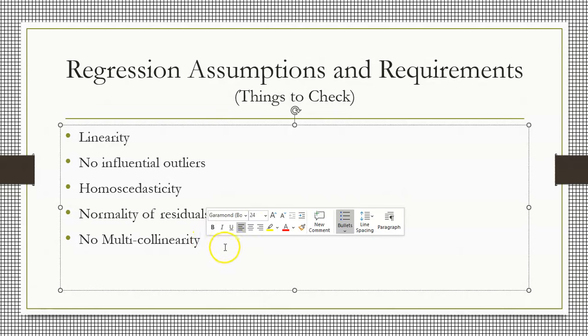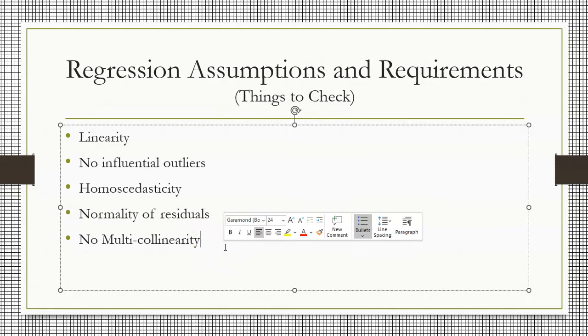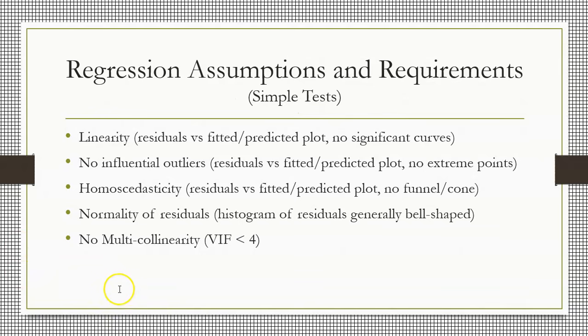No multicollinearity, that basically means that we don't have 2 x variables that are measuring the same thing or very close to the same thing, or that we don't have one x variable that is like a linear combination of, so maybe the sum of 2 of the other x variables, something like that. And we have problems if those things happen. I'll talk about the problems in a minute. First, I'm going to tell you how we check these things.